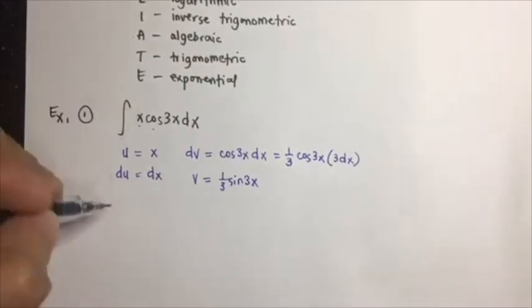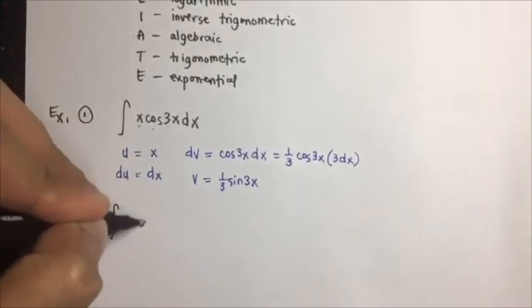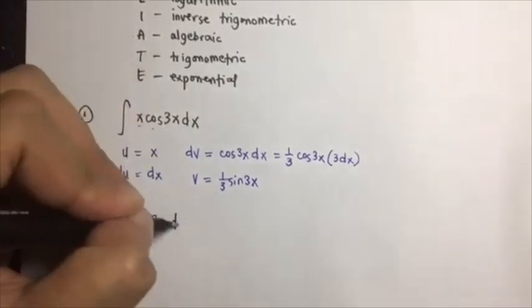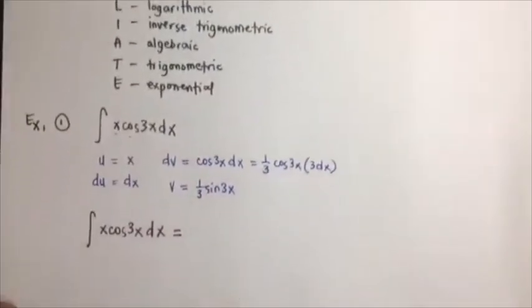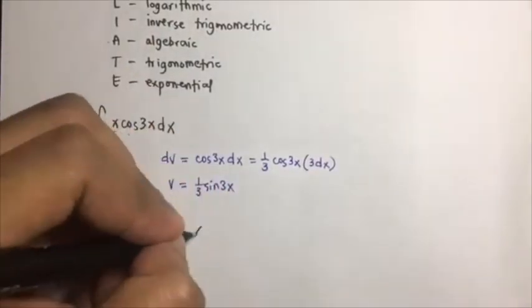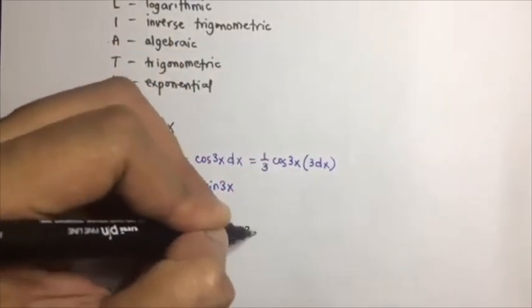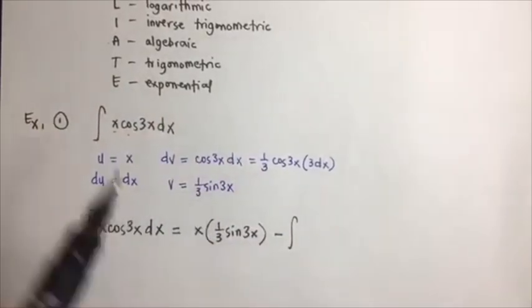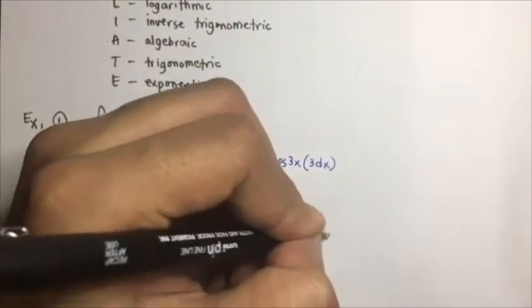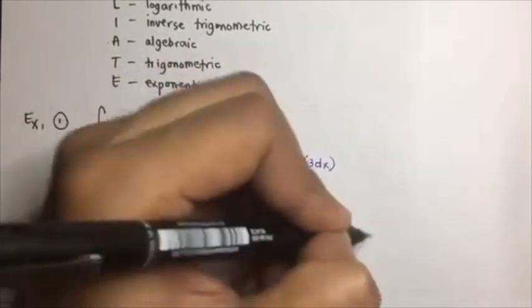So therefore, the integral of x cosine 3x dx is equal to, from the formula again, uv minus integral of v du. So our u is x, our v is 1/3 sine 3x, minus integral of v du. So our du is dx.